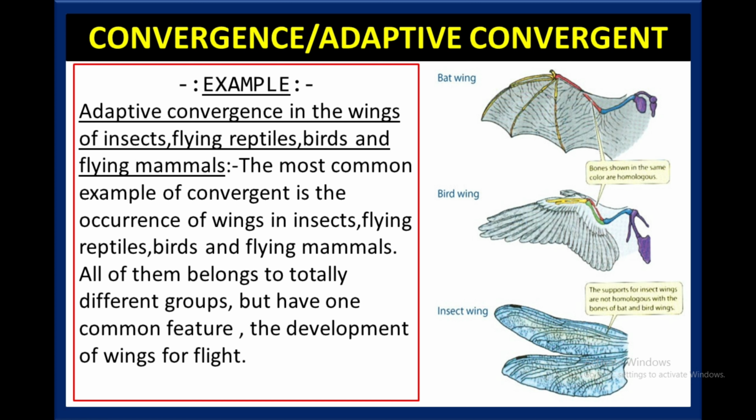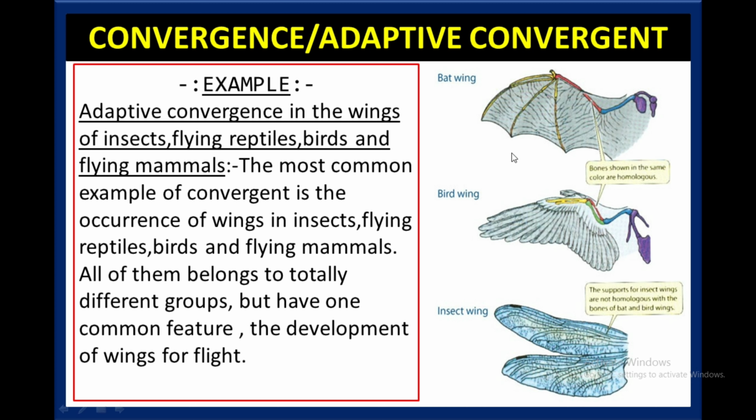The example is adaptive convergence in the wings of insects, flying reptiles, birds and flying mammals. Basically, the most common example of convergence is the occurrence of wings in insects, flying reptiles, birds and flying mammals. All of them belong to totally different groups but have one common feature, the development of wings for flight.